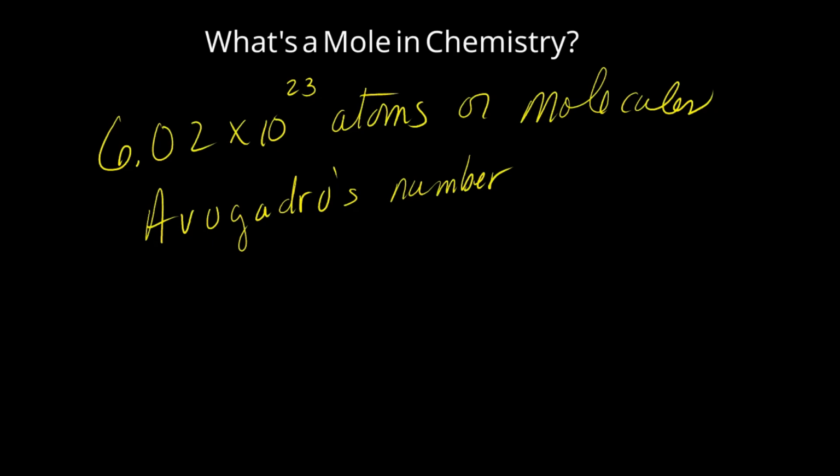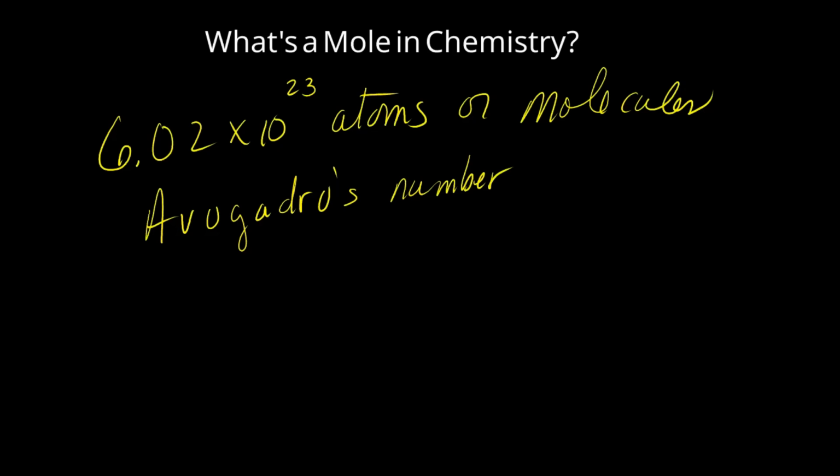Atoms are tiny. Like a single grain of salt has more atoms than all the stars in the Milky Way galaxy. So instead of counting each atom, chemists will count moles instead. Think of a mole like this. If you had 1 mole of marshmallows, you could cover the entire Earth with a 50-mile thick layer.